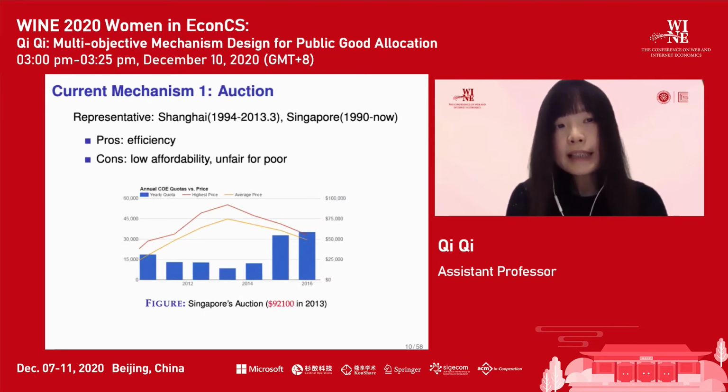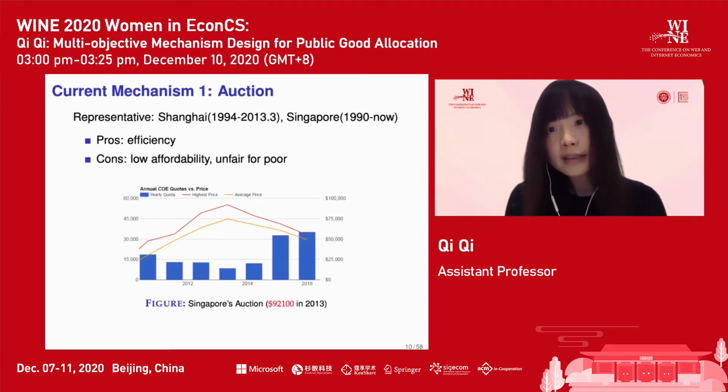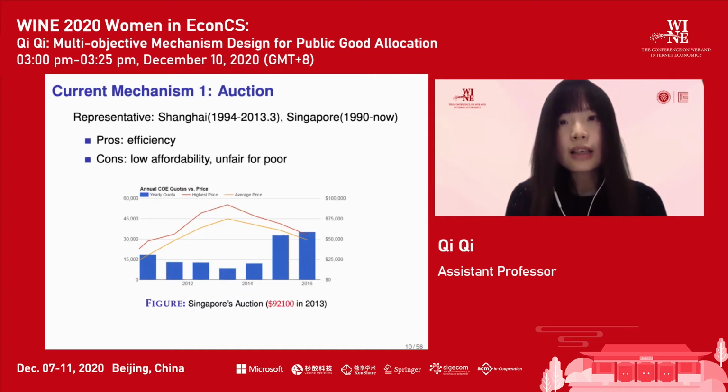Currently, different cities use different mechanisms. For example, before 2013, Shanghai and also Singapore were still using auctions. We are all familiar with what an auction is, right? It is usually very efficient, but it may not be fair for poor people, because the price keeps increasing and lots of people cannot afford it.